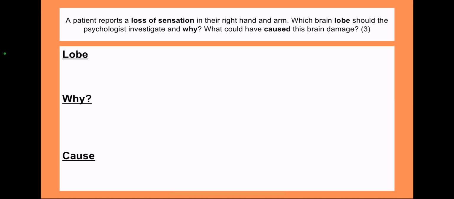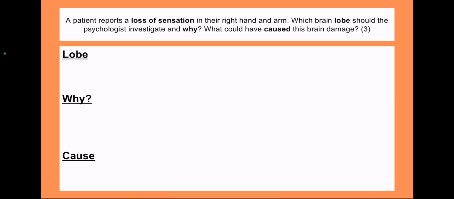In terms of what you could get in the exam, you could get pictures of the brain to label. You could get parts of the brain with arrows pointing out of them, and you need to be able to say what cortex it's pointing to, for example. Or you could get a written question a little bit like this one, where a patient reports a loss of sensation in their right hand and arm.